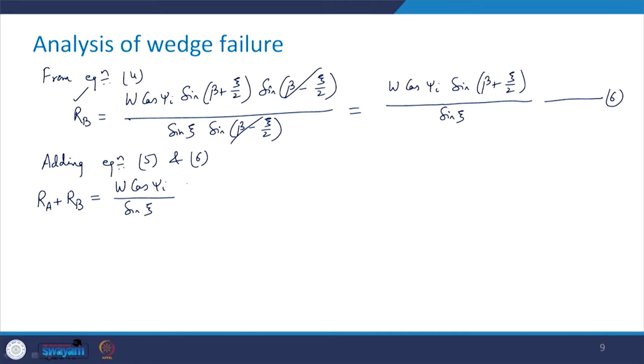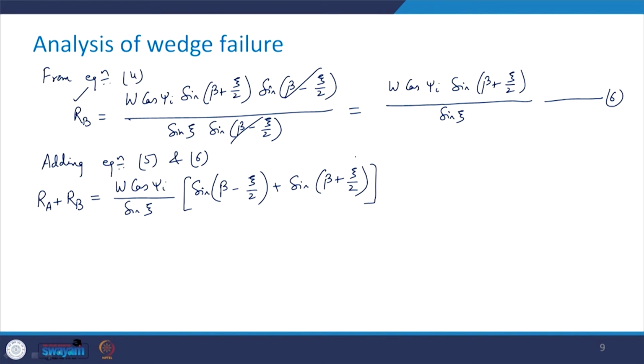This I take common, and what we will get inside is sin of (beta minus zeta by 2) plus sin of (beta plus zeta by 2). Now just again split it, sin A minus B. So sin A minus B is sin A cos B minus cos A sin B, and similarly sin A plus B, you know that it is sin A cos B plus cos A sin B.